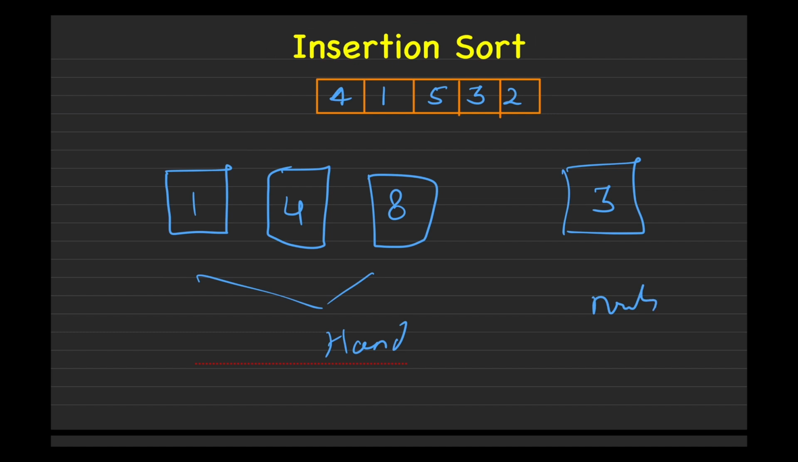We need to maintain the perfect order of the cards. So what we basically do is take this 3 and compare it with this 8. 8 is greater than 3, so we move ahead. Then I compare this 3 with 4. 4 is greater than 3, so I come over here. Now I check, is my 3 less than 1? No, which means I found the correct position for card number 3, and I have maintained a perfect order of the cards in my hand, that is, in increasing order. This is how exactly insertion sort works.